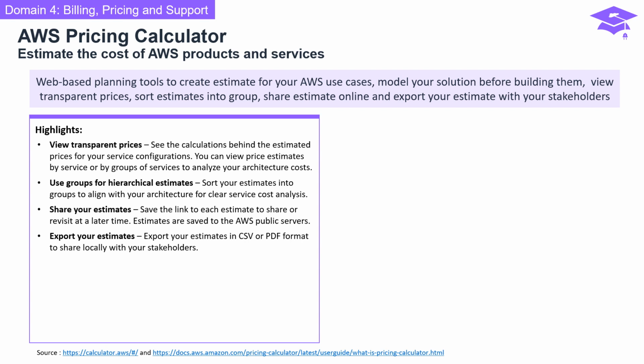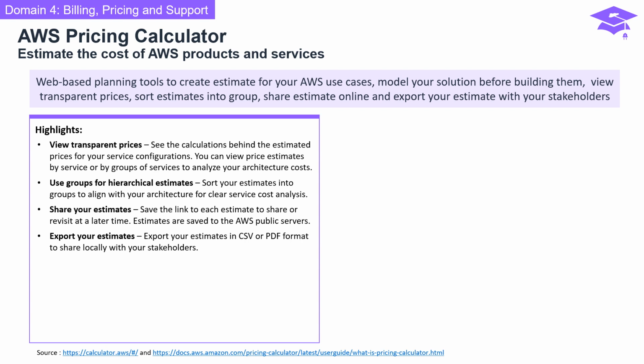Shareable estimates: save the link to each estimate for easy sharing or revisiting at a later time. Estimates are stored on AWS public servers for accessibility. Exportable estimates: export your estimates in CSV or PDF format, allowing you to share them locally with your stakeholders.